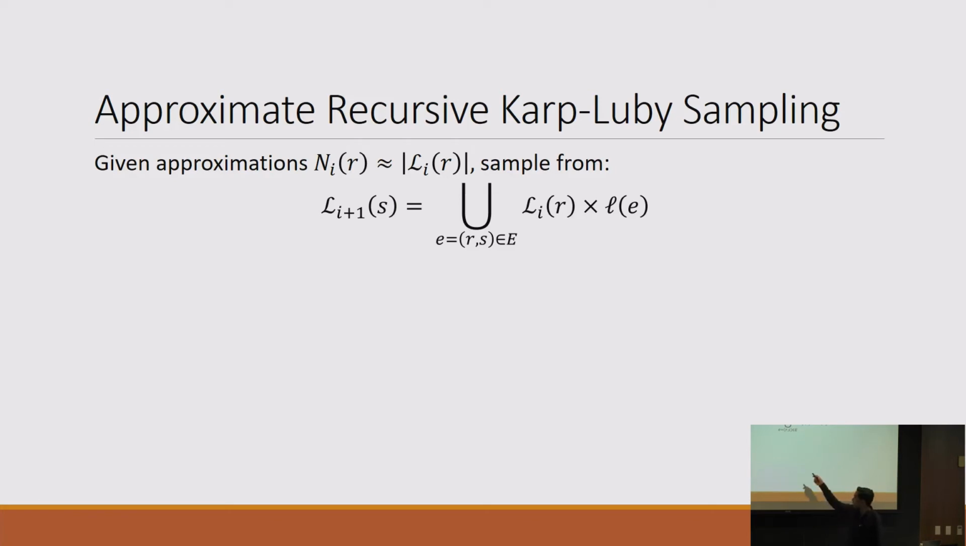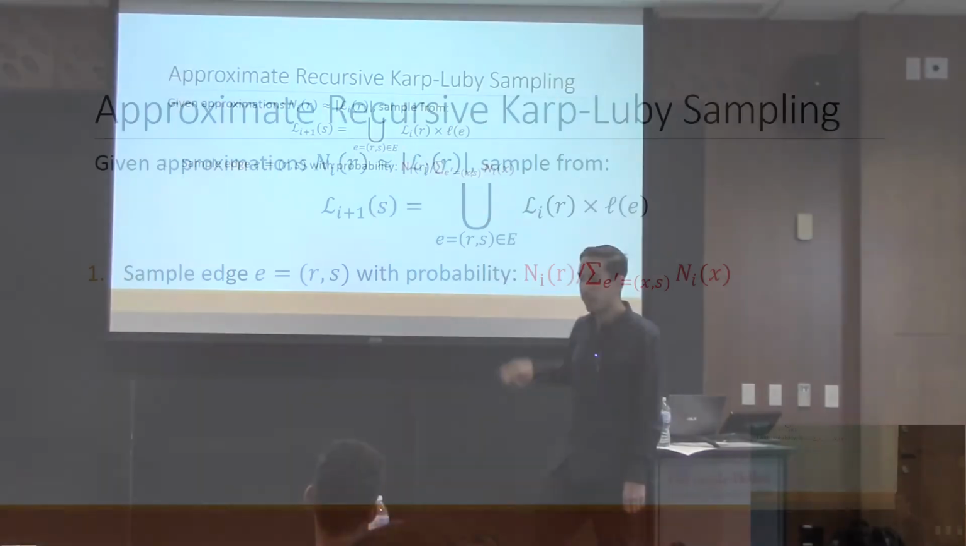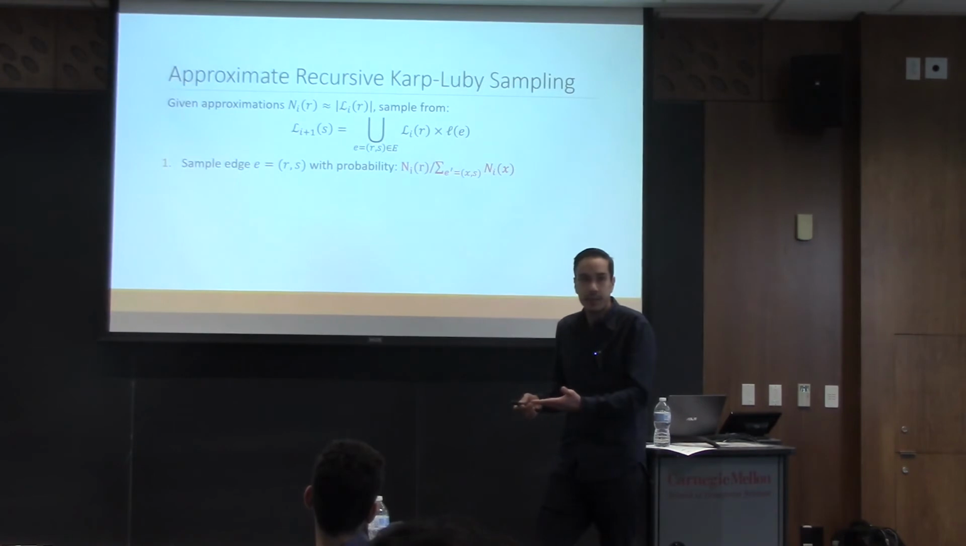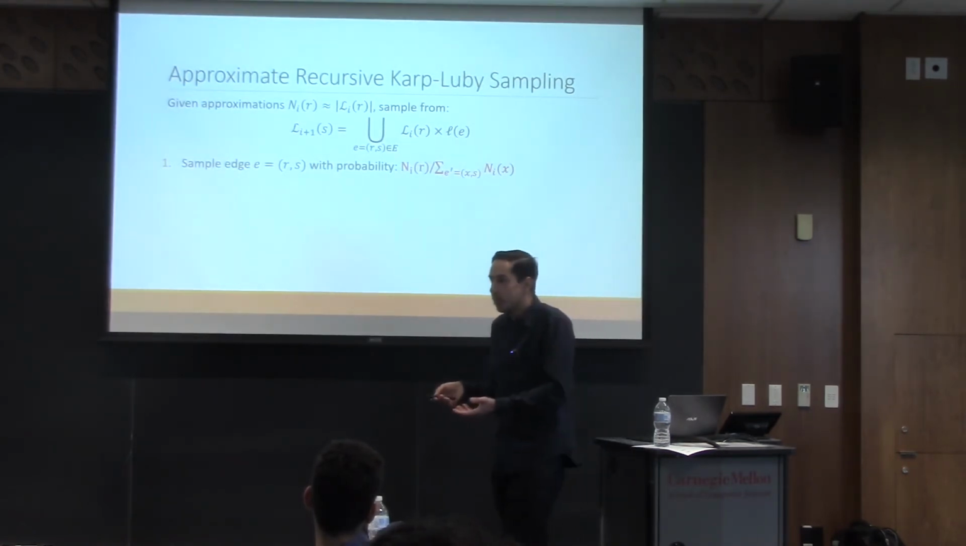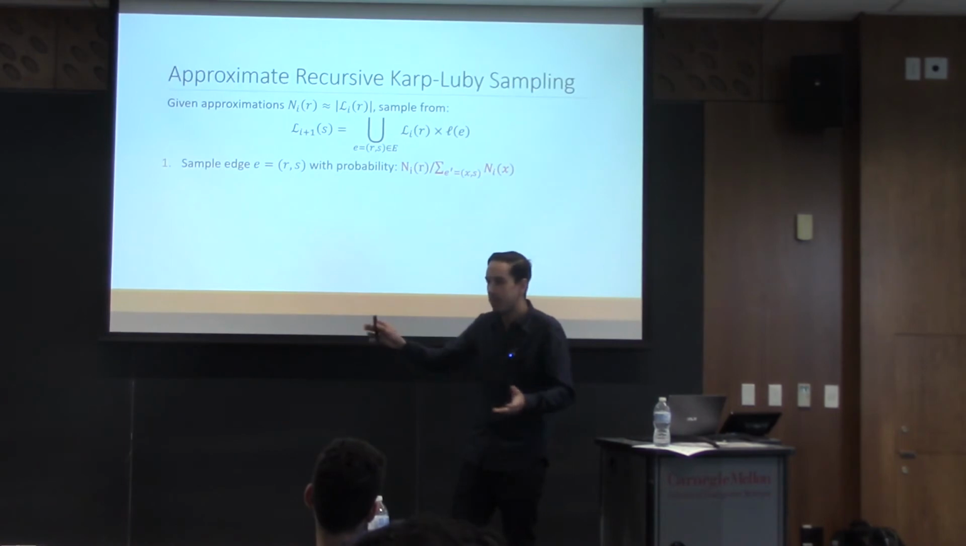If I want to sample an element uniformly from L_{i+1} of S, path labelings of length i+1 going into S, well, I already have estimates of the size of the path labelings of length i, and appending an element doesn't change the number of path labelings going into each one of these sets. So what I can really just do is sample one of the edges coming to my vertex S with probability proportional to the size of that edge. And what do I mean by the size of that edge? I mean proportional to the number of path labelings that go through that edge. I already have an approximation of that.